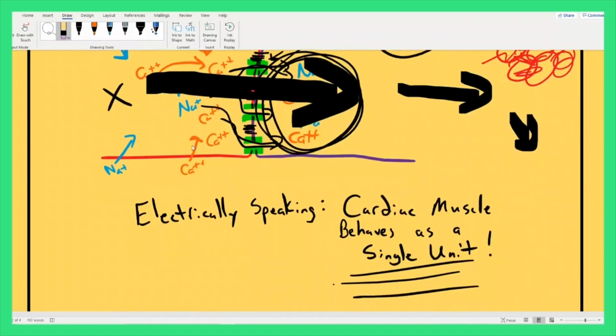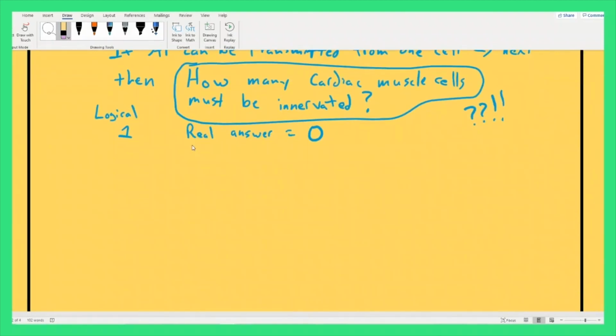That's weird. We'll get to that in just a minute. The real answer is 0 of these cells would have to be controlled by a neuron. Now, we have a slower contraction, maybe about half a second for a cardiac muscle cell, which is an eternity compared to skeletal muscles, but it's still an action potential. How do I get this 0 cells need to be controlled by a neuron?